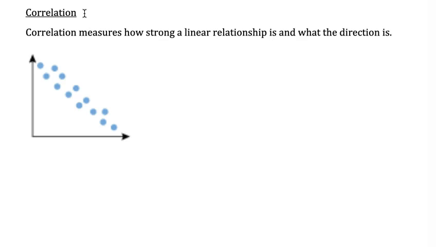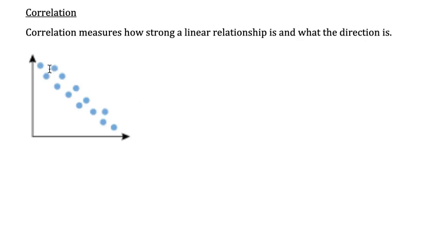Now, correlation helps us with linear relationships. So it's very similar to what we just talked about with association, but we only use correlation when we see a linear association. So correlation measures how strong a linear relationship is and what the direction is.